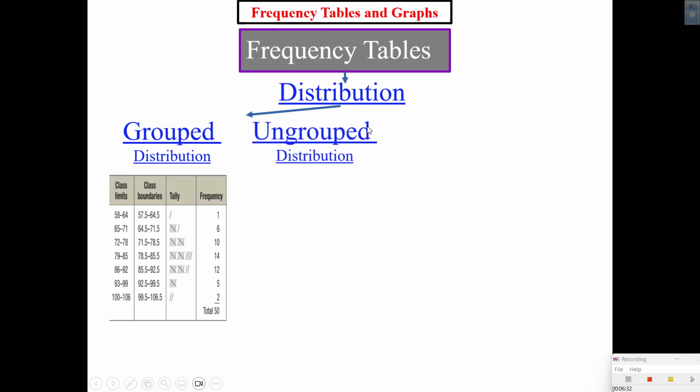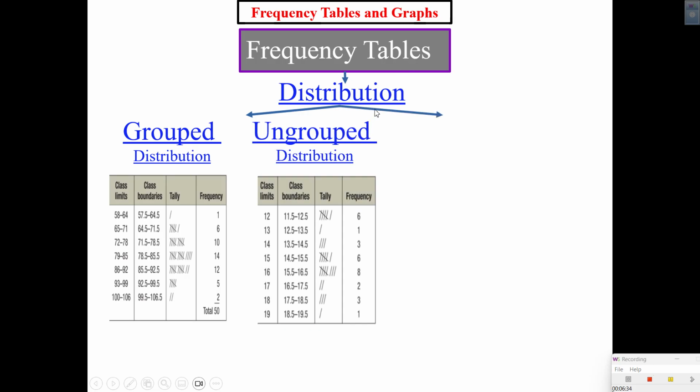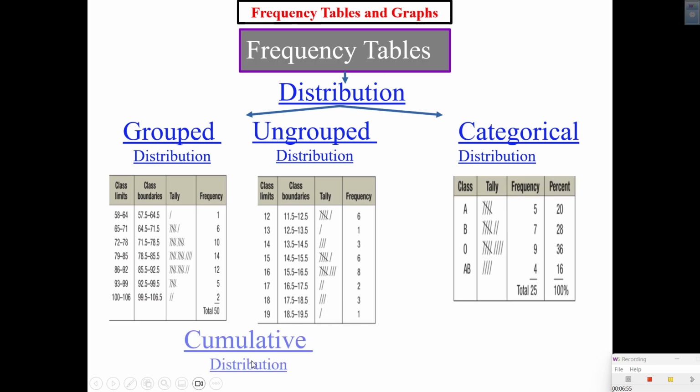Whenever you hear the word distribution, they're talking about what? Tables. So whenever you hear that in a word problem in regards to construct a frequency distribution, that means you need to make a table. So there's different kinds. There's group tables, ungrouped, categorical, and also something called cumulative.